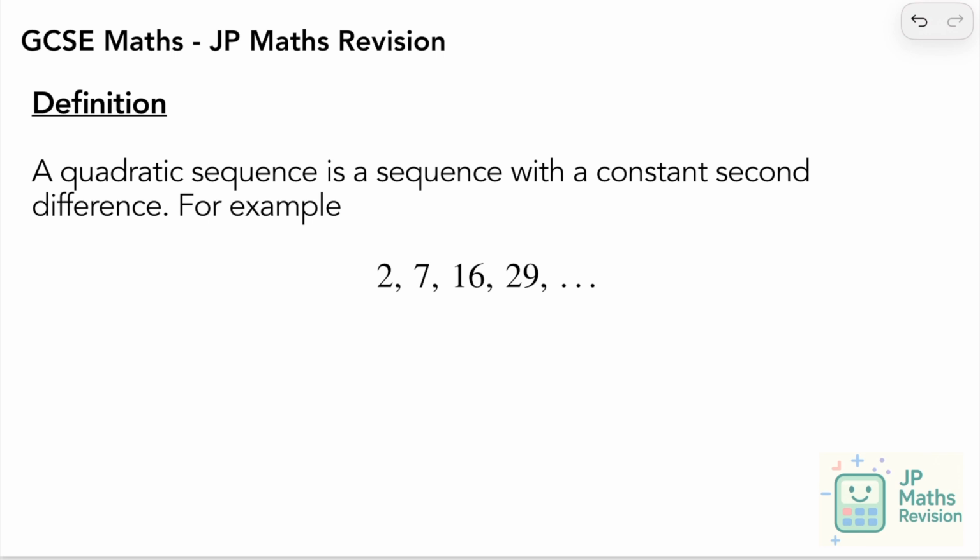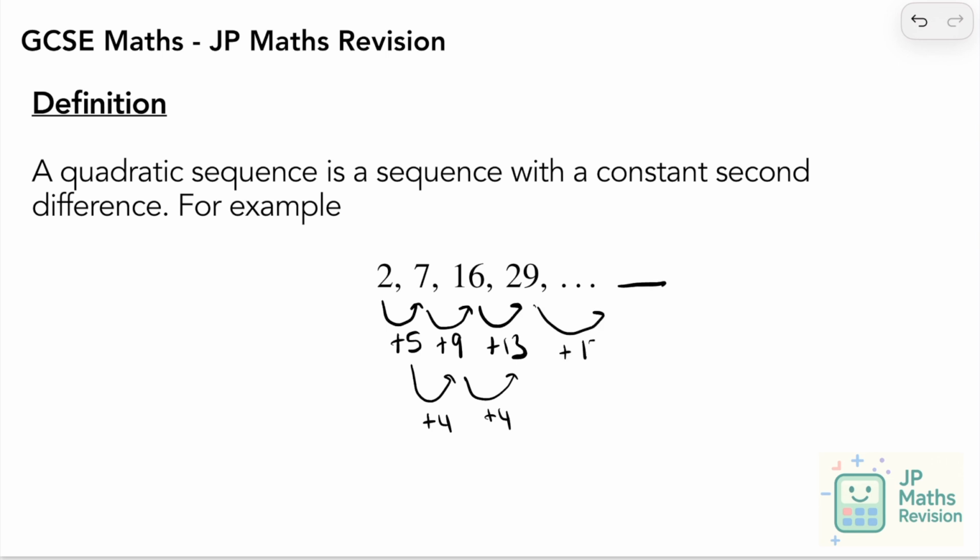So for example, we might have the sequence 2, 7, 16 and 29. You can see here to get from 2 to 7 we add 5. From 7 to 16, we add 9, and then from 16 to 29, we add 13. So this time, we don't have a common difference, we have a common second difference, because to get from 5 to 9, you add 4, and from 9 to 13, you also add 4. So if we wanted to find the next term in the sequence, this time we would add 17, because 13 plus 4 is 17. So the next term in the sequence would be 46.